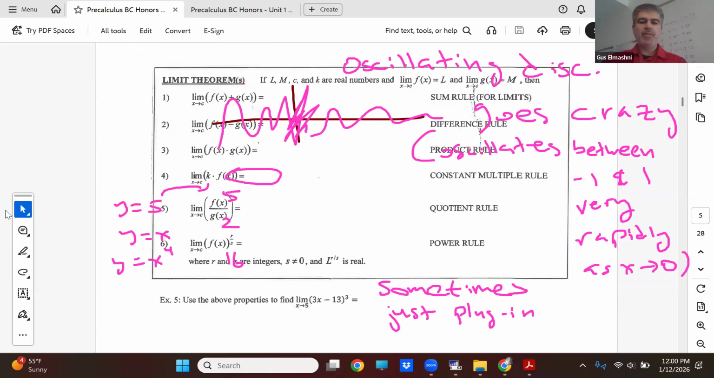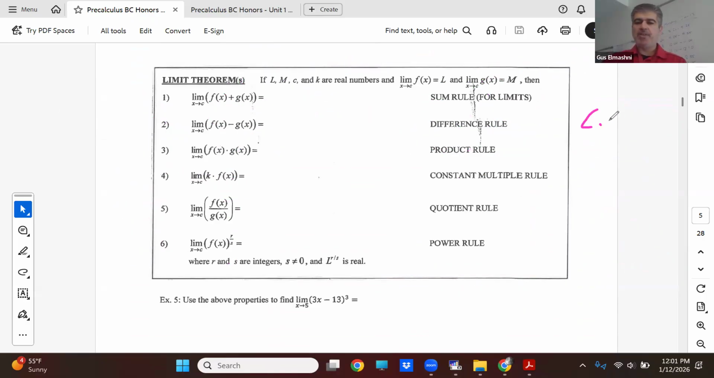This right here, I'm going to tell you right now, is just common sense. If I have two functions being added and take a limit, fine. Let me back up a little bit. They're calling the limit for f L and the limit for g M, so L plus M. If you have the individual limits, just add the two individual limits. That's all.